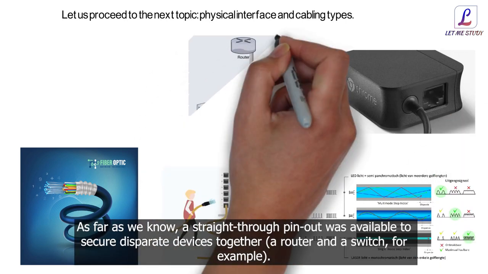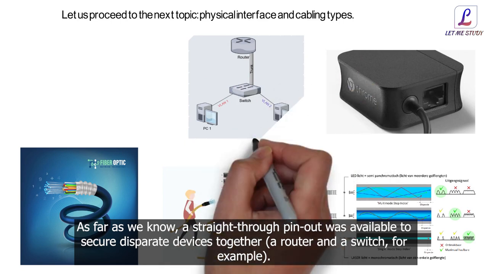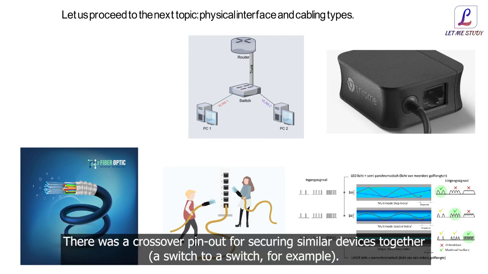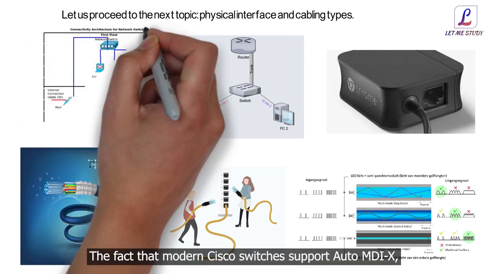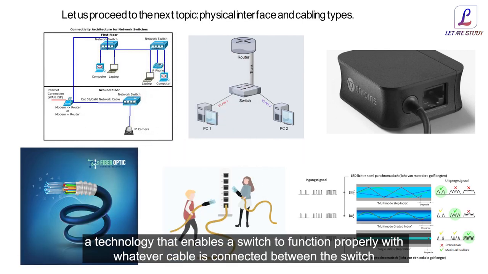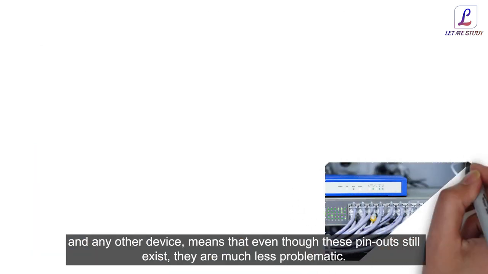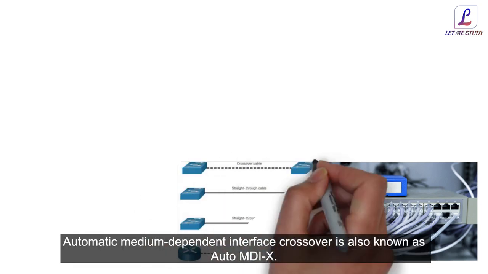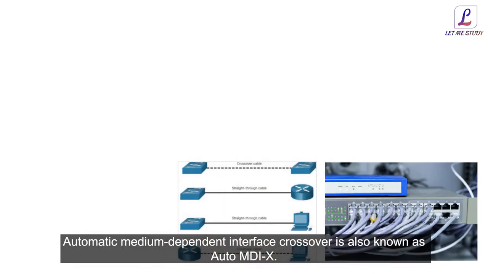As far as we know, a straight-through pinout was available to secure disparate devices together, a router and a switch, for example. There was a crossover pinout for securing similar devices together, a switch to a switch, for example. Modern Cisco switches support AutoMDI-X, a technology that enables a switch to function properly with whatever cable is connected between the switch and any other device, so even though these pinouts still exist, they are much less problematic. Automatic Medium Dependent Interface Crossover is also known as AutoMDI-X.